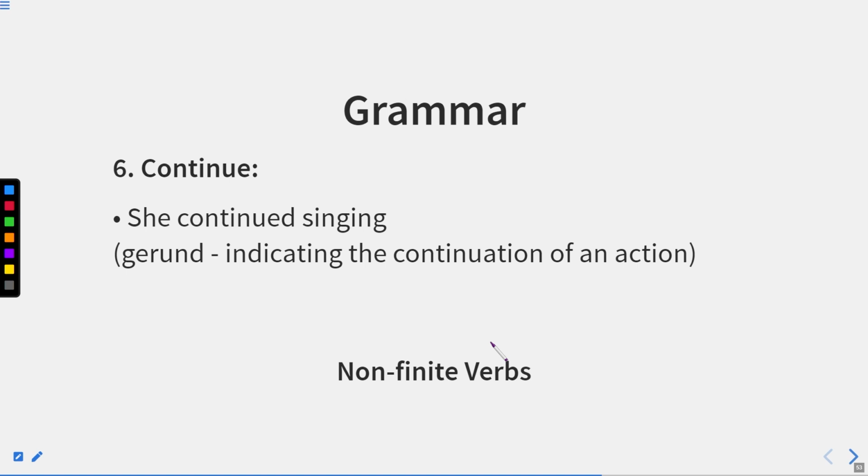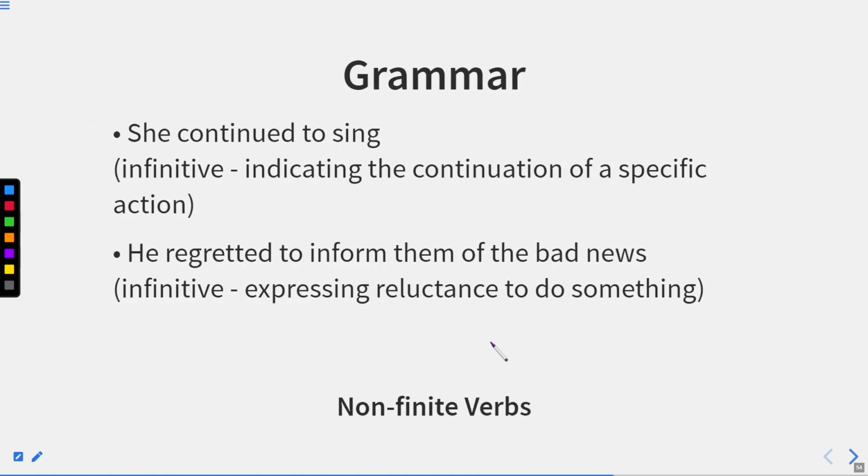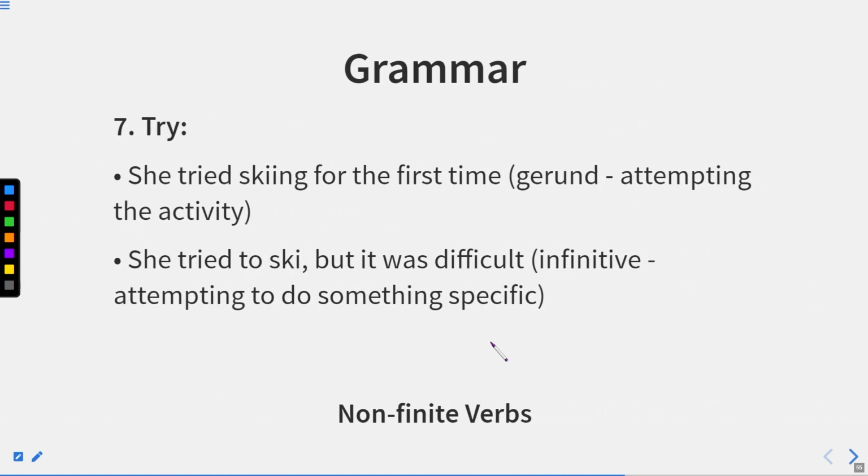Continue: she continued singing, or she continued to talk with me in English. So "continued to" means she just continued in that manner. She continued to sing, indicating the continuation of a specific action. He regretted to inform them of the bad news, expressing reluctance to do something. She tried skiing. So skiing is a noun here. She tried to ski means she attempted to do something.